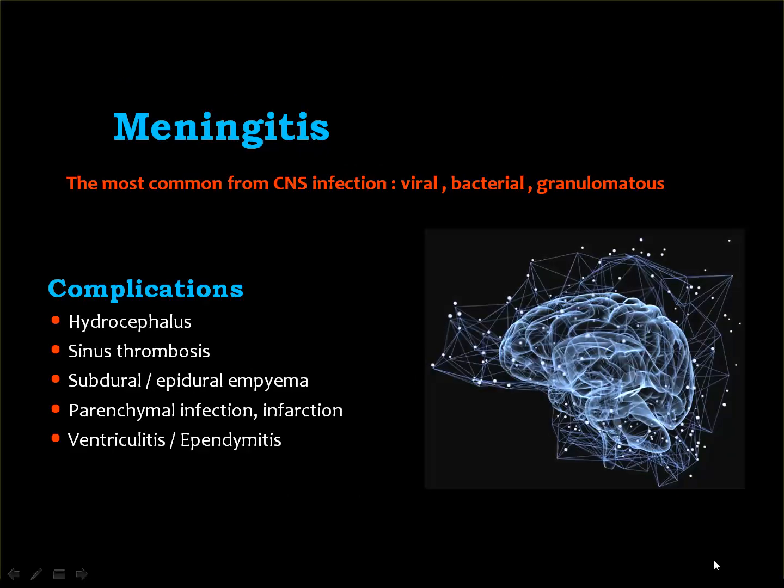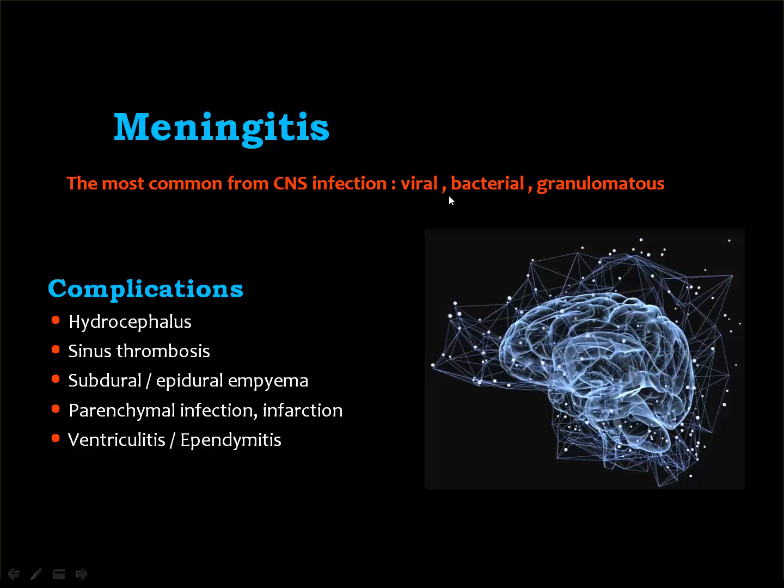Then the next type, the third type. The first one is congenital intracranial infection, diagnosed by calcification. The second one is viral encephalitis. The third one is meningitis. Inflammation of the meninges can be caused by any organism: viral, bacterial, granulomatous, fungal. Any organism can cause meningitis. And the affected meninges will be thickened and enhanced with contrast material.